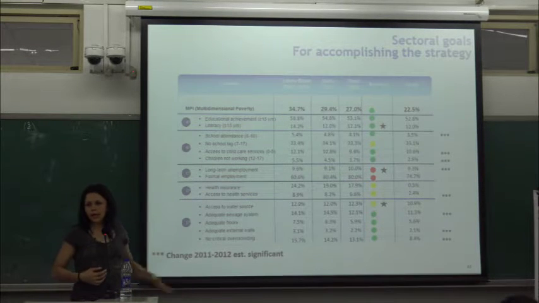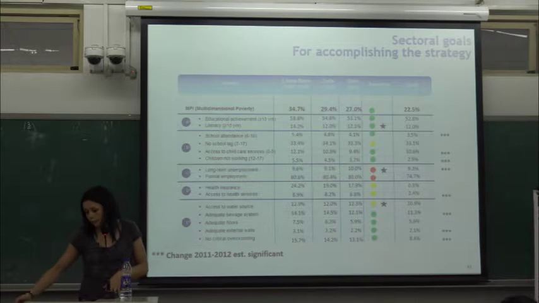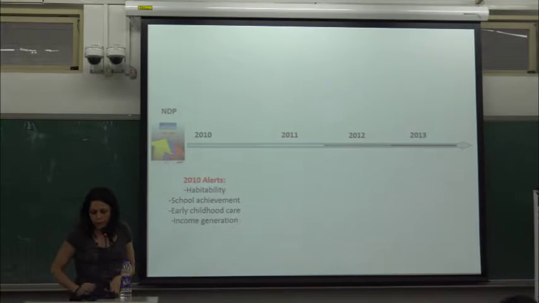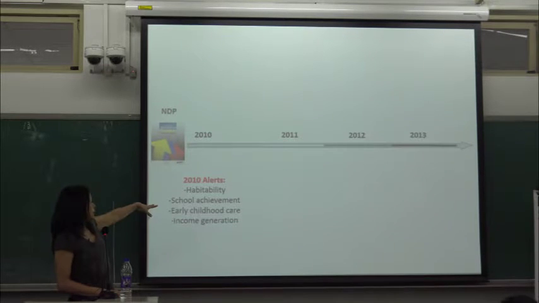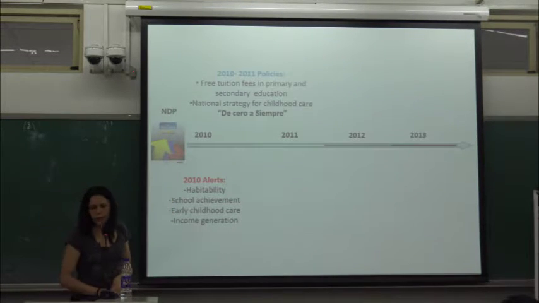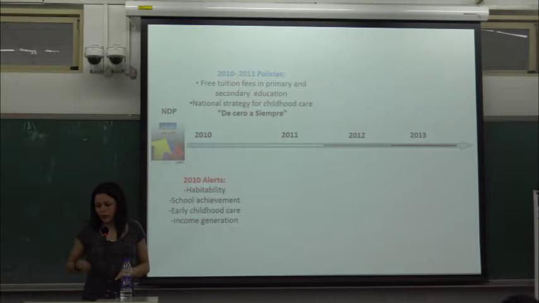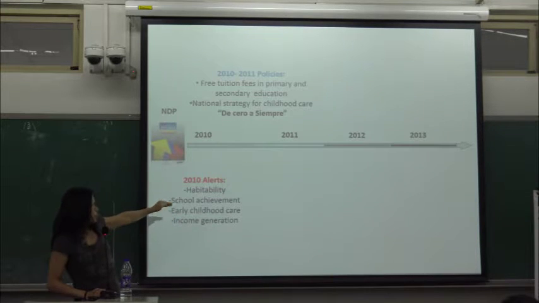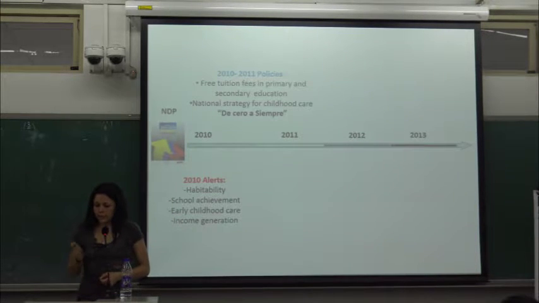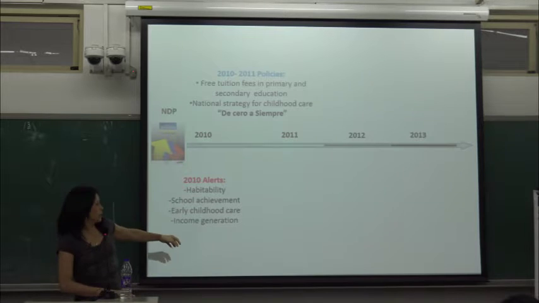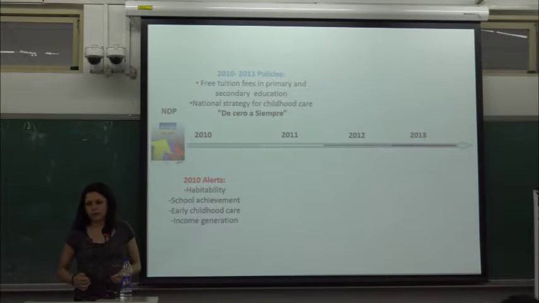So they meet and they analyze this movement of the indicators, and they decide their policies based on that. So we have in here, in 2010, there were alerts about school achievement, early childhood care, income generation, habitability. And they say, okay, we are going to implement policies from 2010 to 2011, and we are going to give free tuition fees in primary and secondary education in order to improve school achievement, yeah? And they say, okay, we have a strategy for childhood care that is the Cero a Siempre. So they were going to improve early childhood care, yeah?